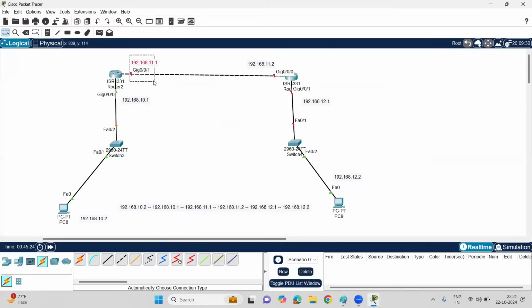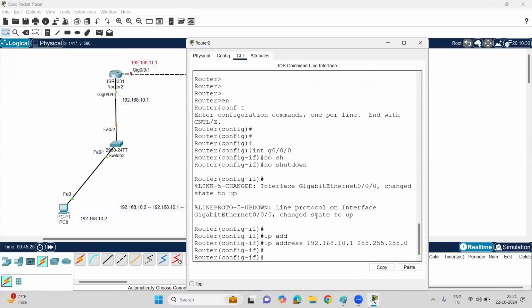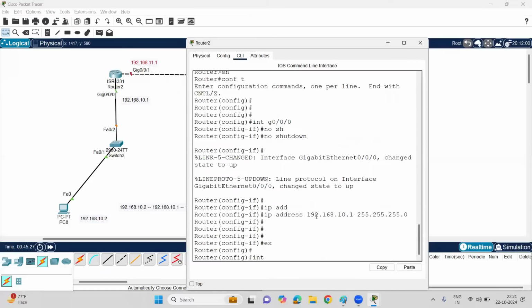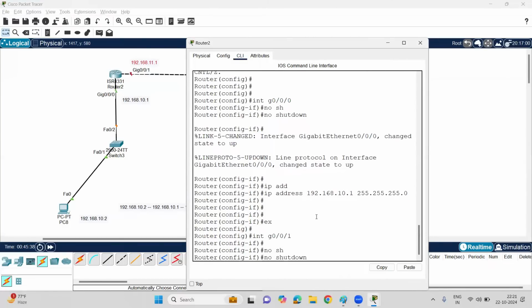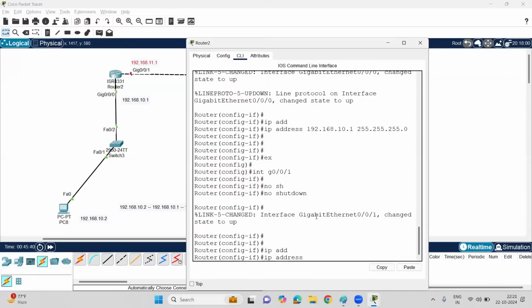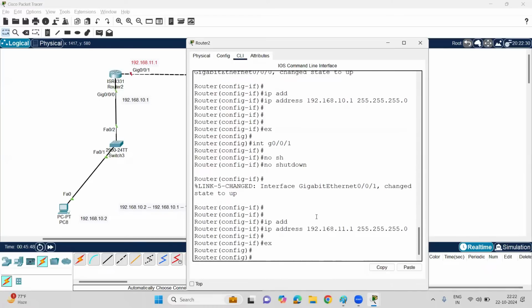Let's provide the IP address to the next interface, that is interface G0/0/1, the Gig interface. No shutdown. The IP address is 192.168.11.1 and 255.255.255.0. So we have just provided the IP address.